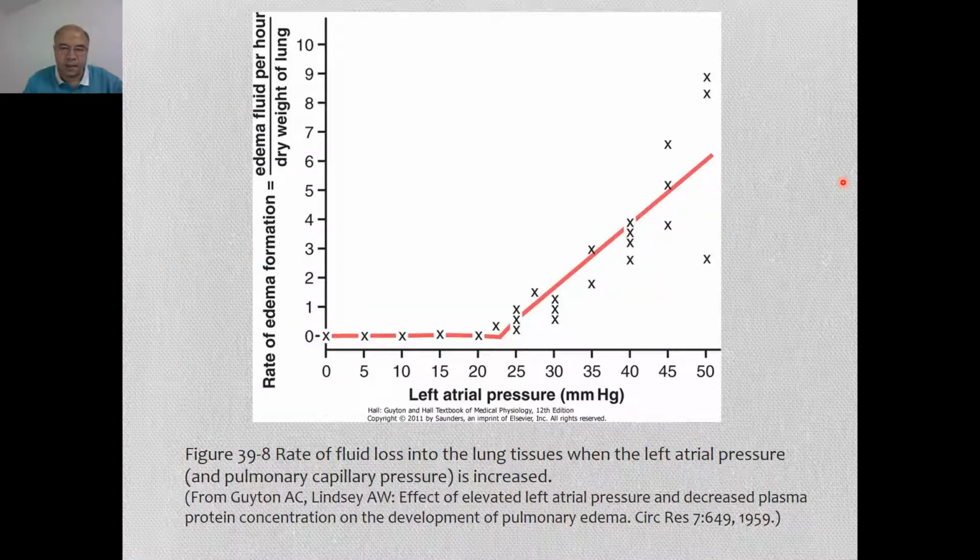Okay, here. So the rate of fluid loss into the lung tissues when the left atrial pressure is increased, and also pulmonary capillary pressure. Normally left atrial pressure is about 0 or something. As you see, until 23, there is no pulmonary edema formation. After this point, now fluid leaks into the alveoli and then pulmonary edema will be formed, will develop.